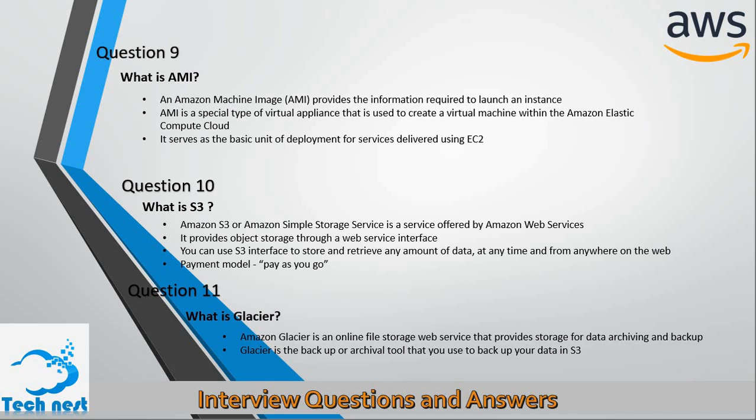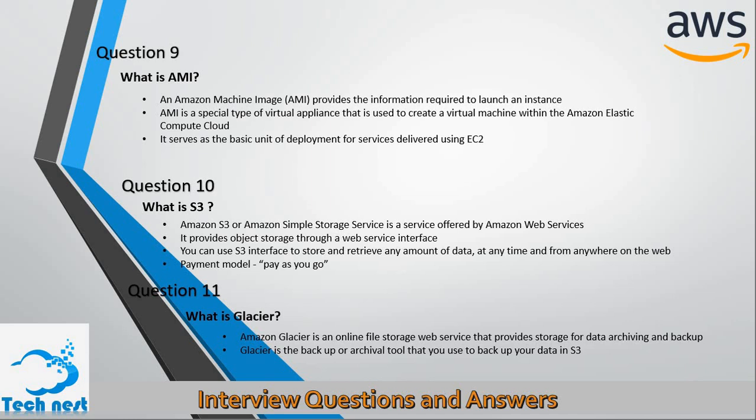Next question. What is AMI? AMI is Amazon Machine Image, which provides the information required to launch an instance. AMI is a special type of virtual appliance that is used to create a virtual machine within the Amazon Elastic Compute Cloud. It serves as the basic unit of deployment for services delivered using EC2.